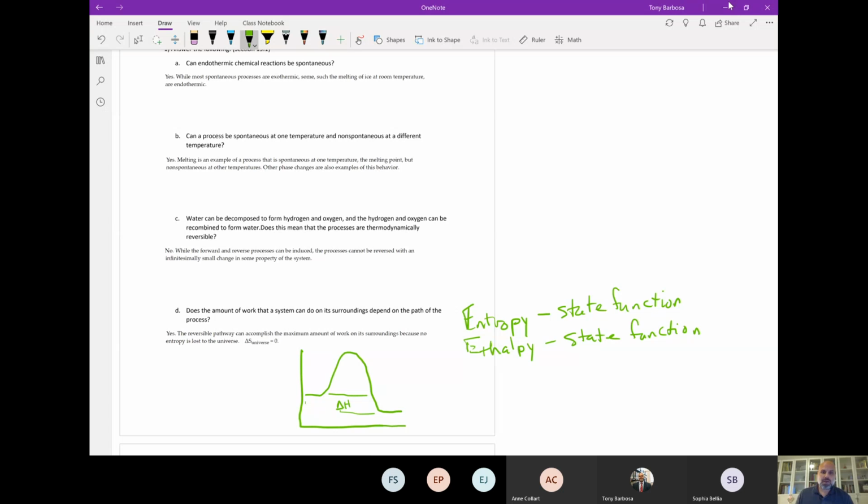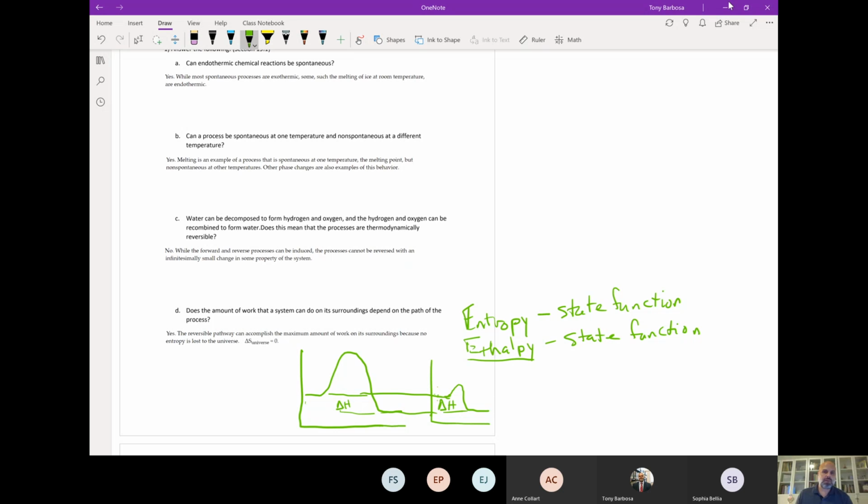If we have another reaction sitting right here, and we start at the same point, our activation energy is much smaller, but we drop down to the same energy. We get the same exact delta H, right? So these two delta H's are exactly equal to one another. The enthalpy of that reaction is the same. The path that we took, though, matters for the amount of work.